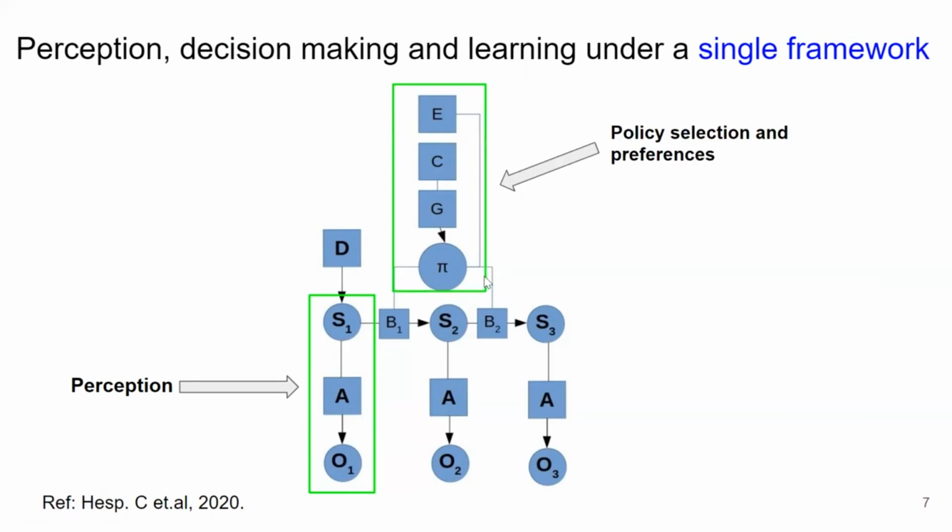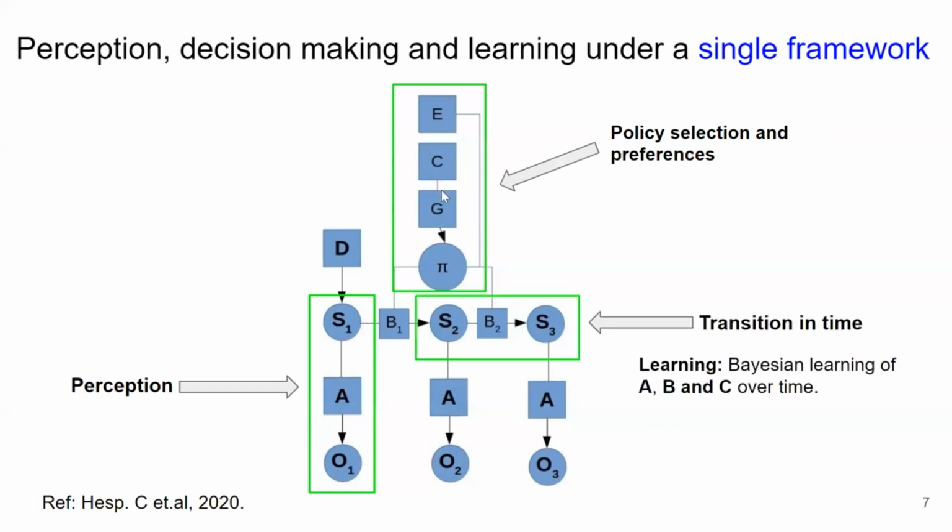Then we have planning, for which we use the expected free energy, that is the expected value of variational free energy into the future. And this expected free energy is influenced by the prior preference that the agent has, or the goals that the agent is trying to accomplish in the environment. Then lastly, we have transitions of hidden states in time. And while transitioning in time, we can use Bayesian formulations to enable the agent to learn different parameters for this generative model.